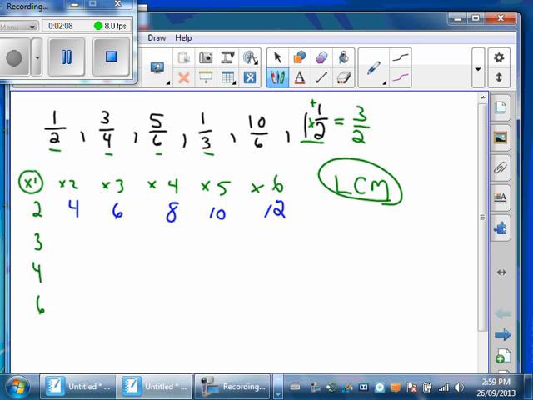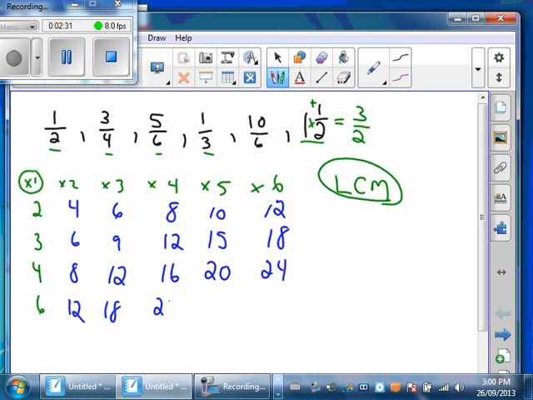Okay, and then we do the same thing with 3s: 3, 6, 9, 12, 15, 18. And then we do our 4s: 8, 12, 16, 20, 24. And then we do our 6s: 12, 18, 24, 30, 36. All right, so now we've got ourselves a little bit of a grid.